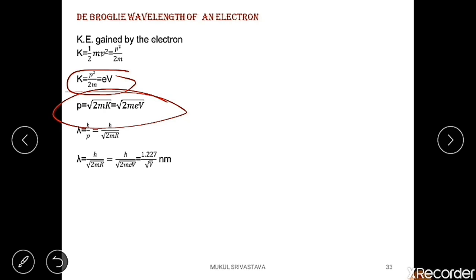So we can replace this nanometer by 1 into 10 to the power minus 9, and again we get a relation which is used in numericals basically to find out the de Broglie wavelength. It is again lambda equals 1.227 upon under root V, where V is again the potential difference.